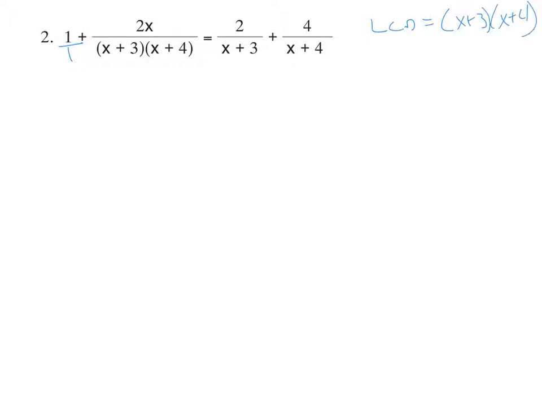Now, the other thing I need to watch out for here, remember, are my restrictions. What can x not be? So if I look at this, I have x plus 3 down here, or I have x plus 3 down here, so my x can't be negative 3, and I have the x plus 4 and the x plus 4, so my x can't be negative 4. So those would be my restrictions. Now, let's just rewrite all of these fractions with my common denominator.